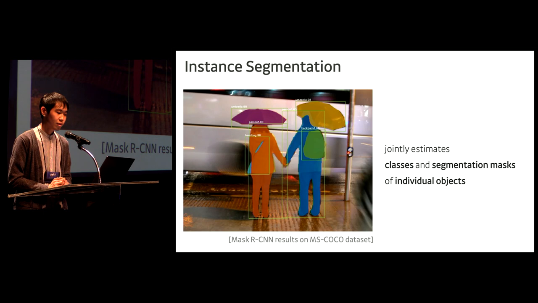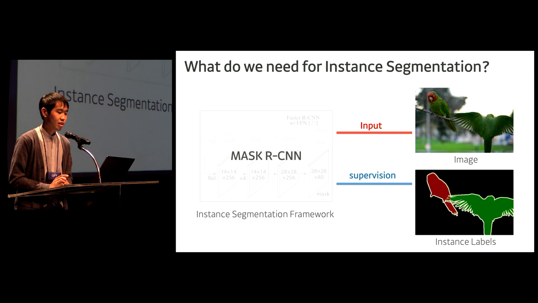Instance segmentation is a major task of computer vision. You want to detect each object and find its class and mask individually. Thanks to deep learning, instance segmentation is achieving great success recently. To learn instance segmentation, we typically use fully supervised learning, but the problem is that supervised learning needs at least thousands of segmentation masks for training.